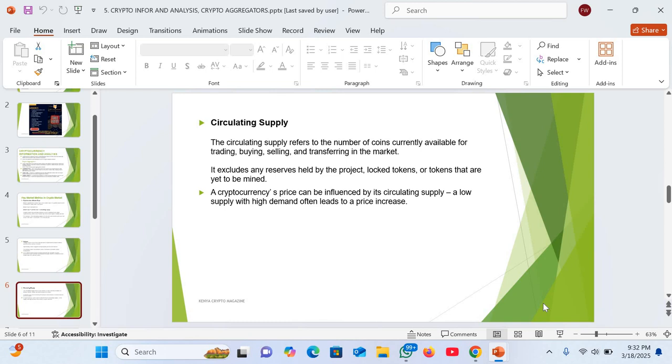And when we're talking about circulating supply, it does not include those reserves that are held by the project, and also what we call locked tokens, or tokens that are yet to be mined. You see, something very important that you need to understand, and in this case I'll use Bitcoin.